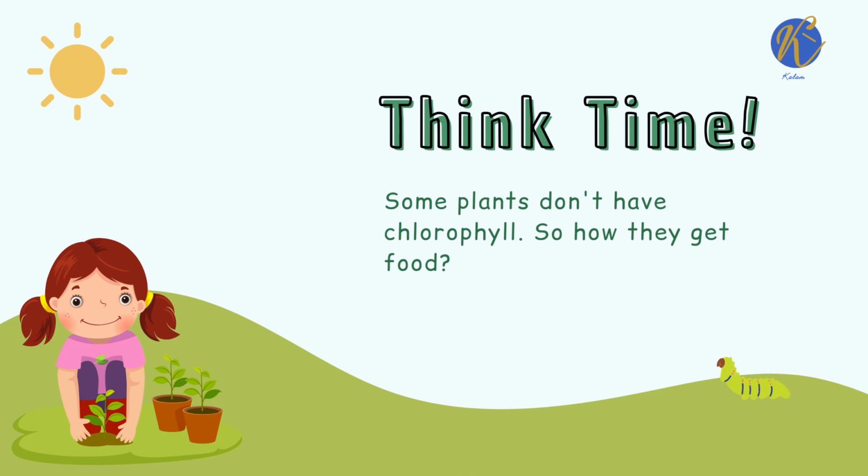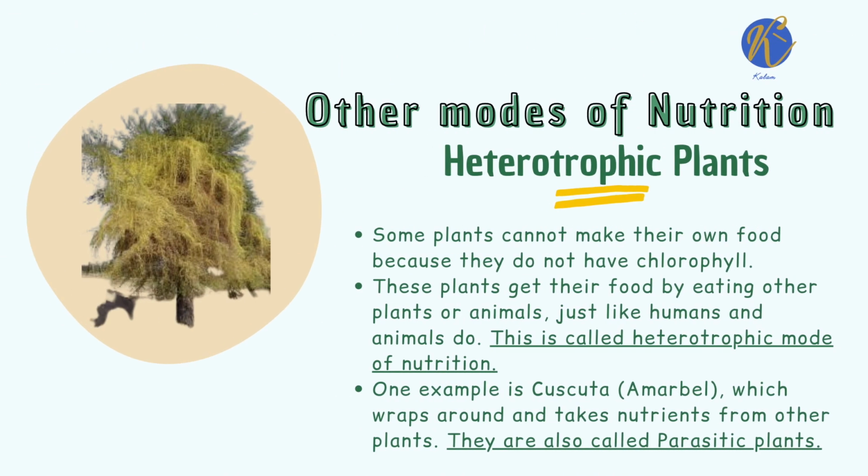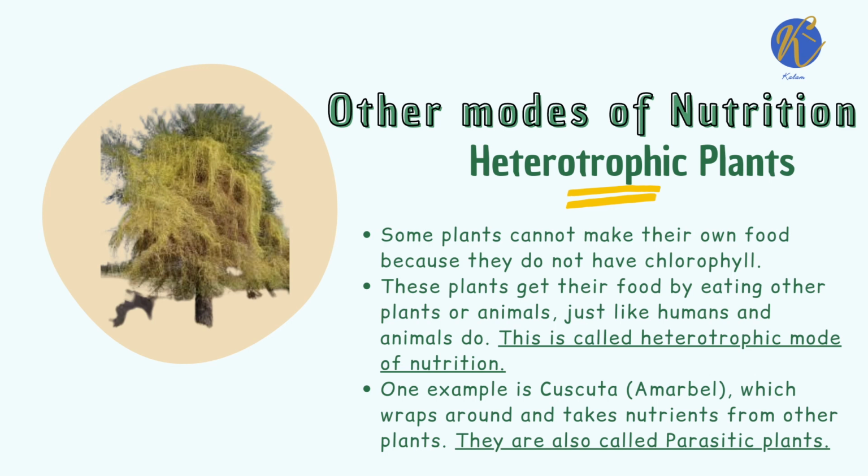Moving on, have you wondered if some plants don't have chlorophyll, then how they get food? Let's learn it. Some plants cannot make their own food because they do not have chlorophyll. These plants get their food by eating other plants or animals, just like humans and animals do. This is called heterotrophic mode of nutrition. One example is Cuscuta amrabae, which wraps around and takes nutrients from other plants. They are also called parasitic plants.